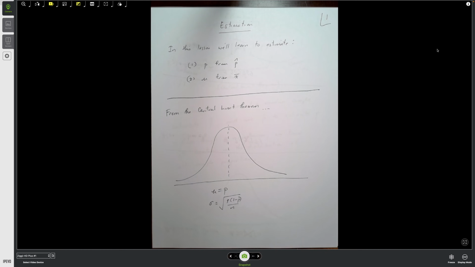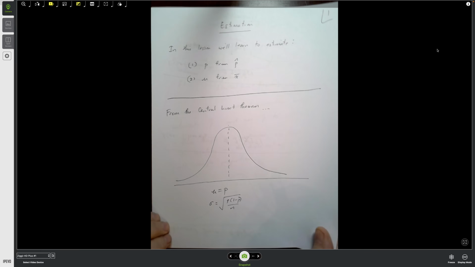Now, from the central limit theorem, what I want to do first is focus solely on proportions for now. We saw from the central limit theorem that the distribution of sample proportions will be normally distributed as long as n times p and n times q, you remember n times q is the same thing as n times 1 minus p, are greater than 5. If all that's greater than 5, then the mean of the distribution is p, and the standard deviation of the distribution is the square root of p times 1 minus p over n, right? So just a little review.